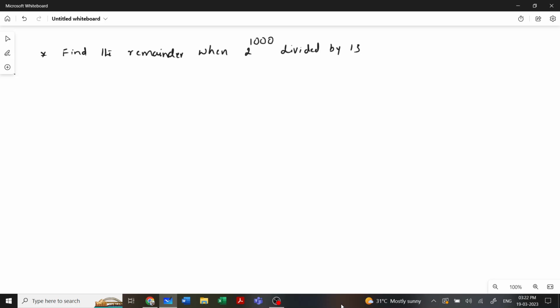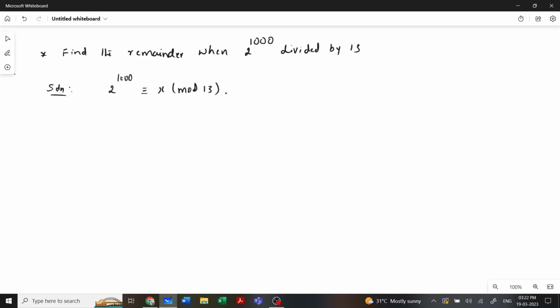Now we will consider one more problem. Find the remainder when 2 to the power of 1000 is divided by 13. So as usual, 2 to the power of 1000 is congruent to some number, say x, mod 13. If you divide 2 to the power of 1000 by 13, what will be the remainder? That x we have to calculate.